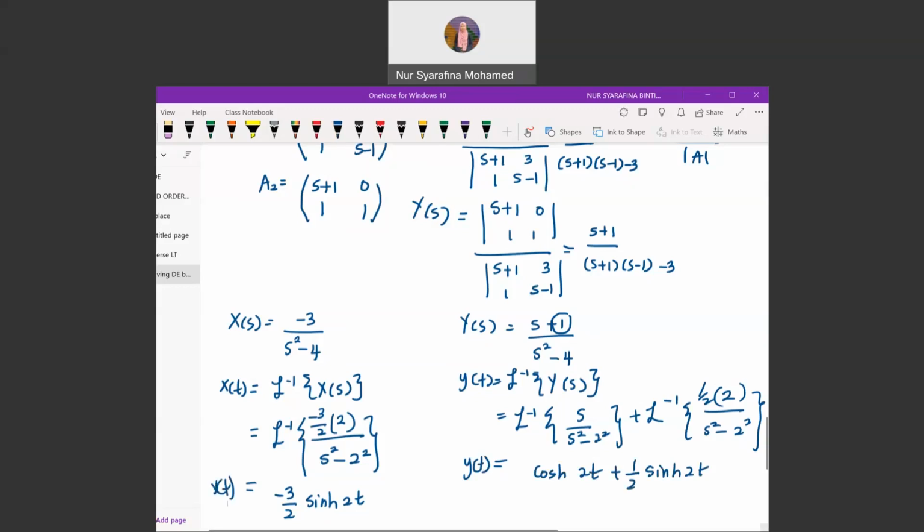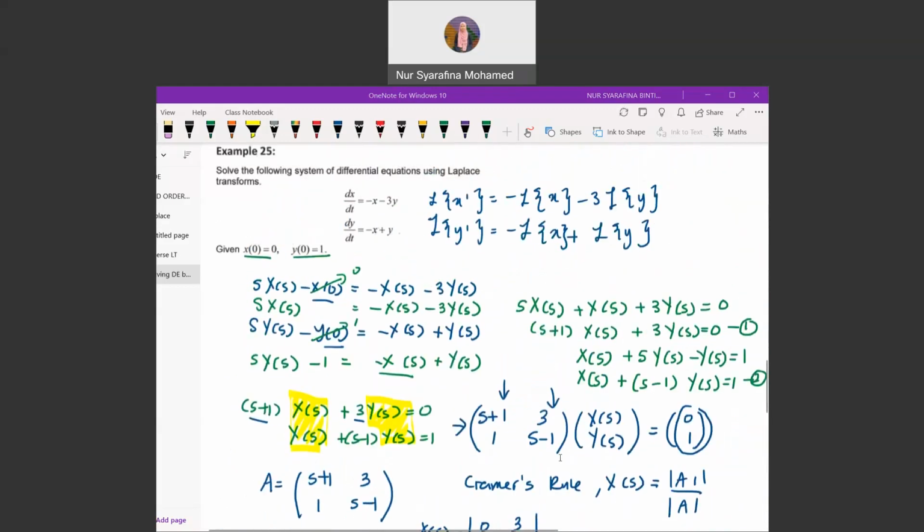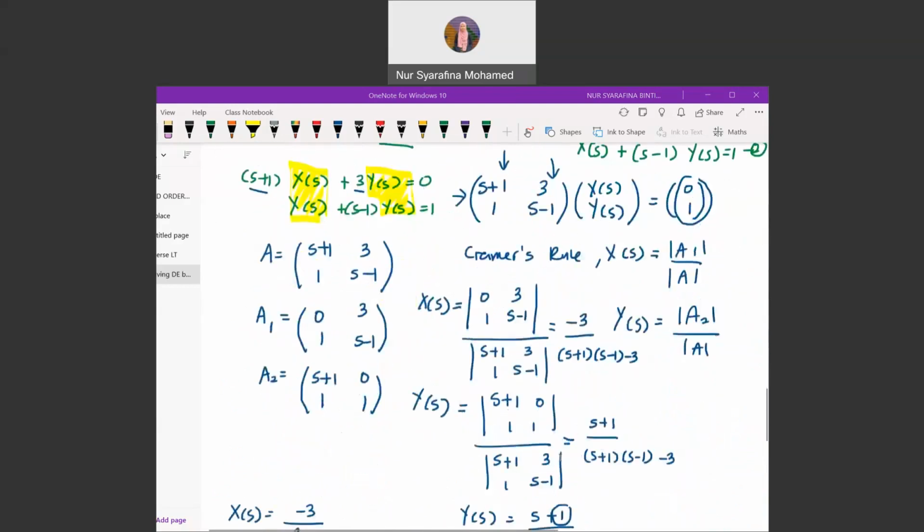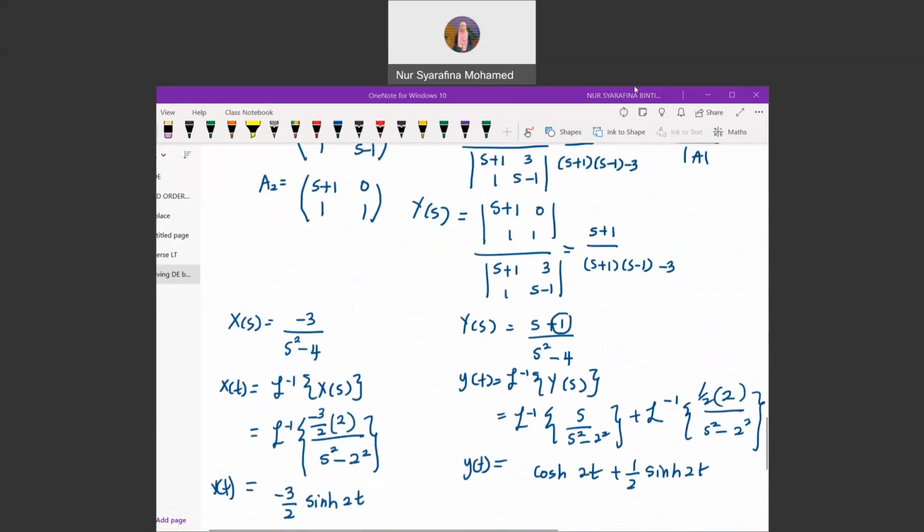All right. So this is how you solve the system of differential equations. It is easy for you to apply Cramer's rule to sort the variables with s and Xs and Ys there. So this is how you solve the system.